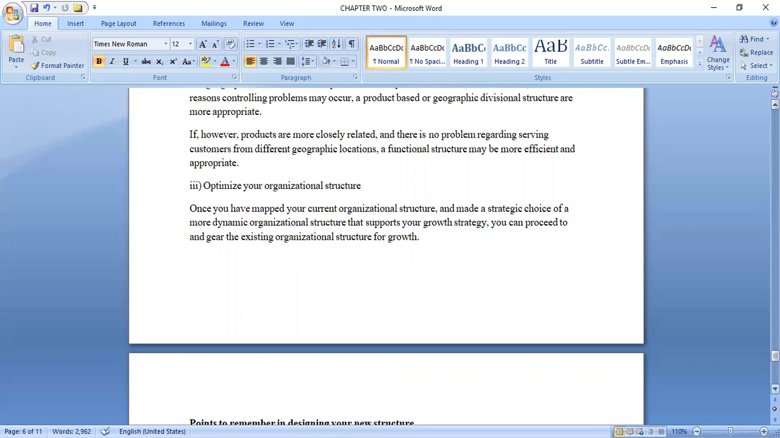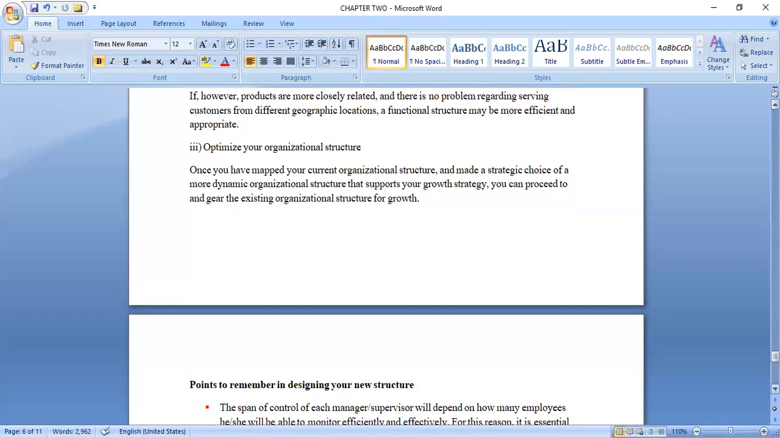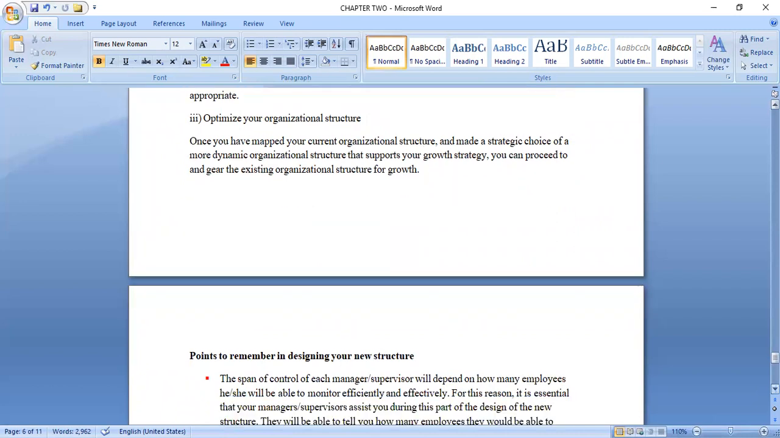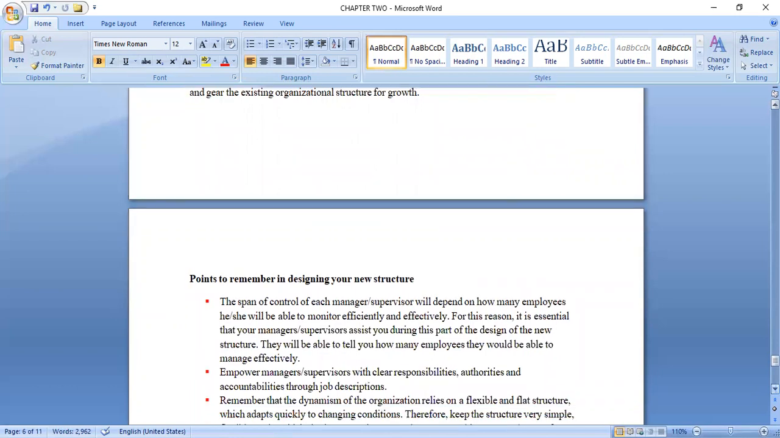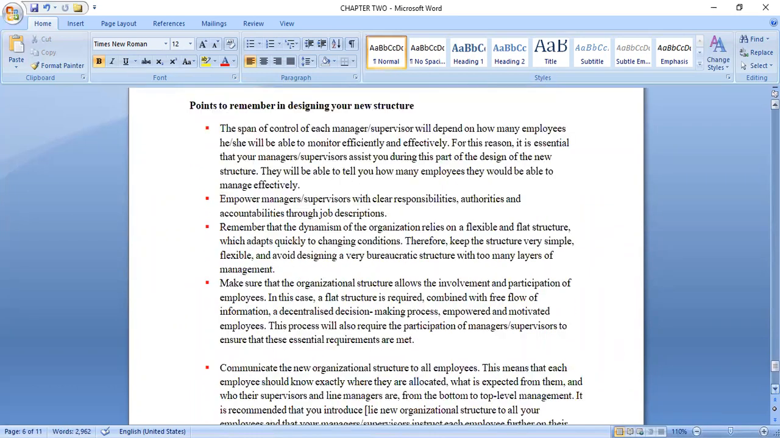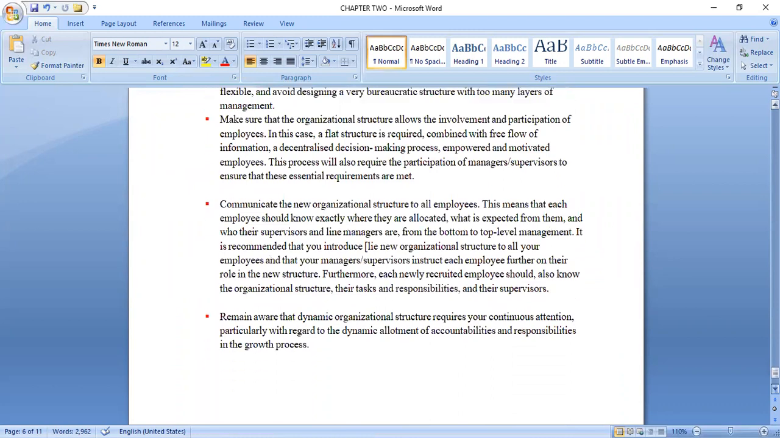And later on, the third step of developing a dynamic organization structure is optimizing your organization structure. And of course, optimizing is to boost, to support this organization structure that you would have come up with.